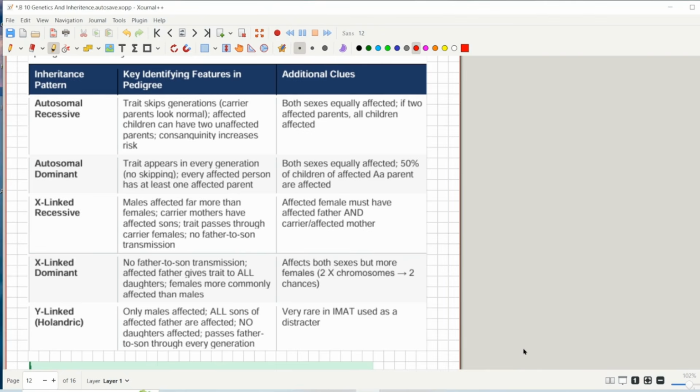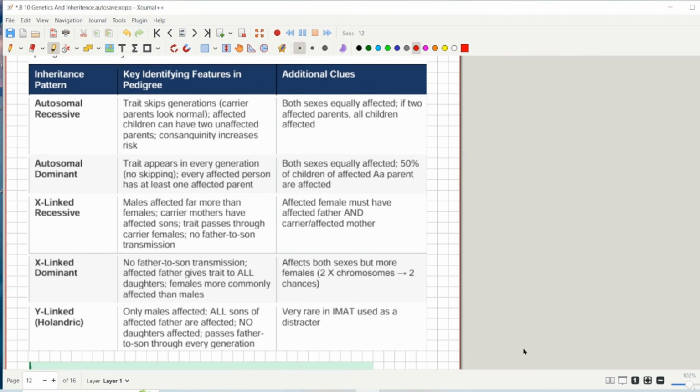And let's talk about whether it will be recessive or dominant. Well, it would be really easy. If the two parents are unaffected and their children are affected, then it is autosomal recessive. And if only one parent is affected and 50% of the children are affected, then it is an autosomal dominant disease. So these are the additional clues that you can have.